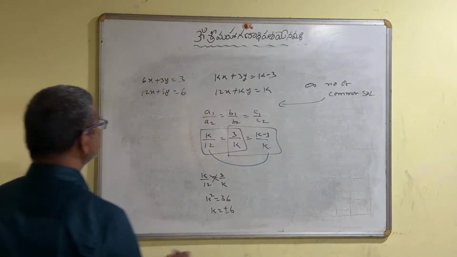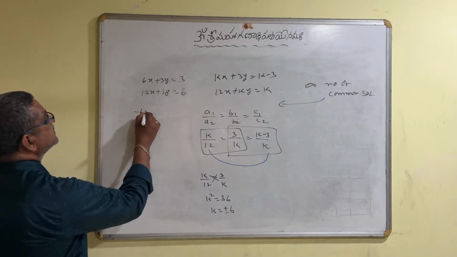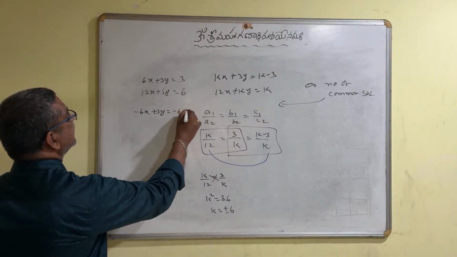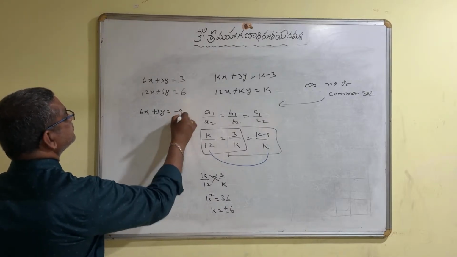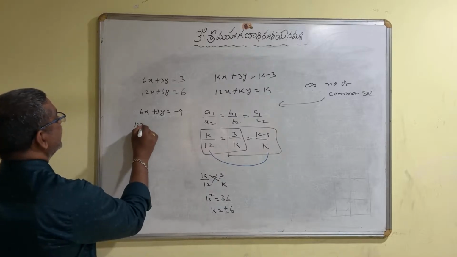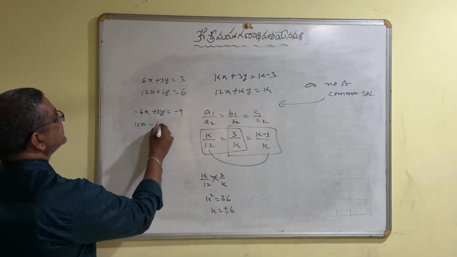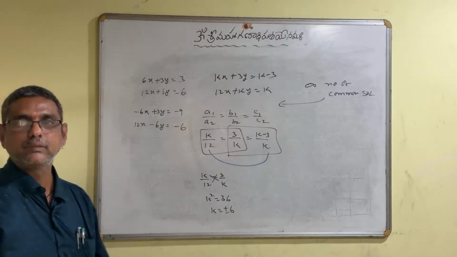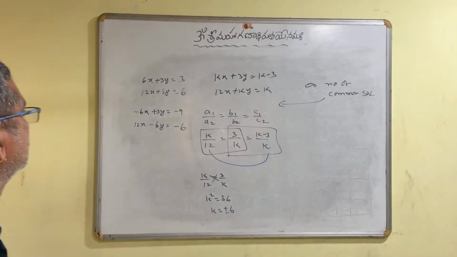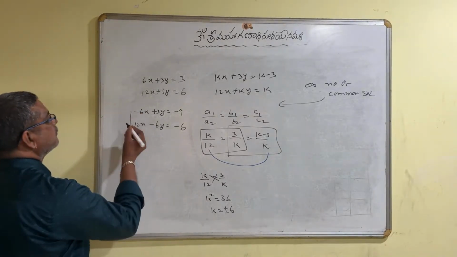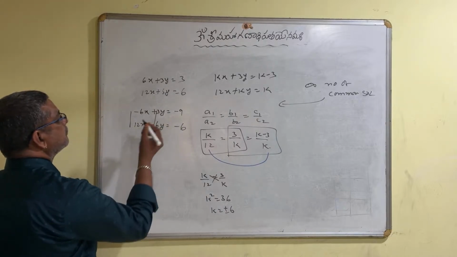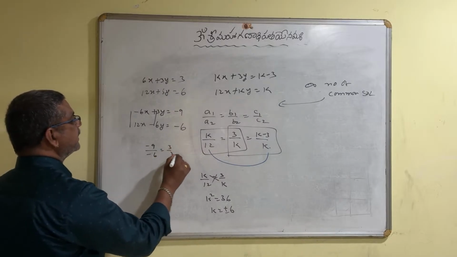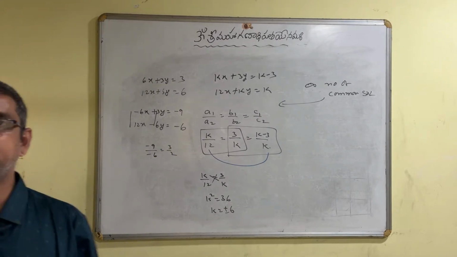Now, if I consider k = minus 6, the equations are minus 6x + 3y = minus 9 and 12x minus 6y = minus 6. Okay? Now 1 by 2 with a minus sign, minus 1 by 2, minus 1 by 2, but negative 9 by negative 6 is 3 by 2.